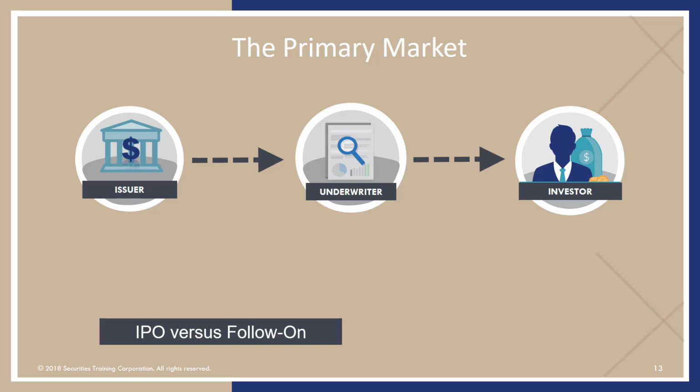So again, IPO is the first time. Any subsequent sale is a follow-on. They could have one follow-on, then they could have three follow-ons, but just the terminology.